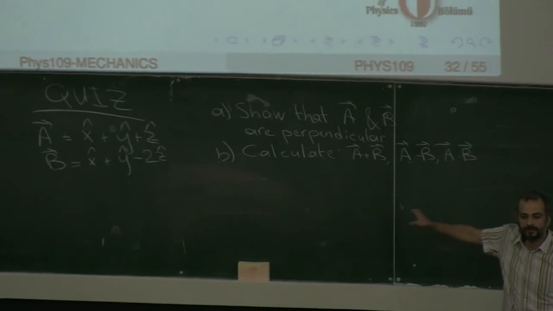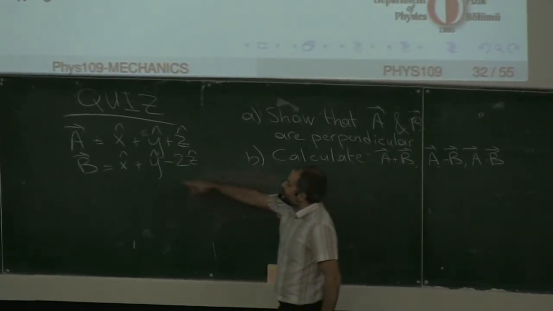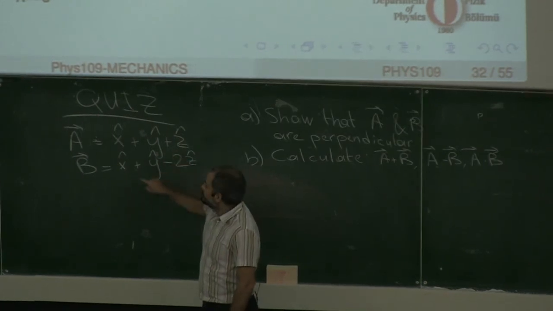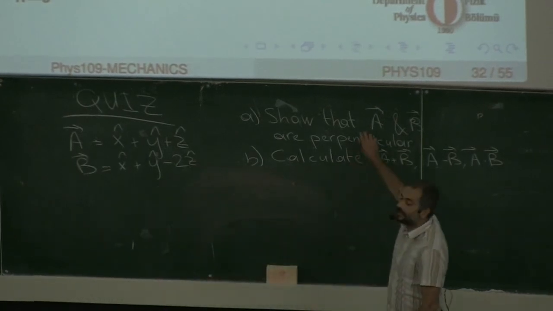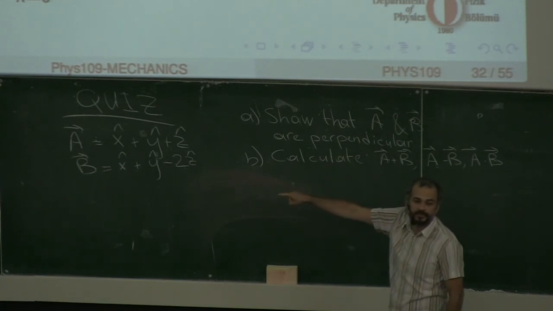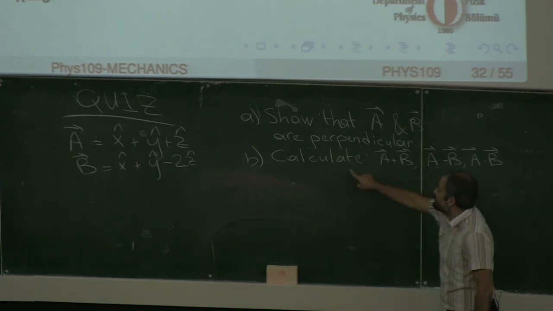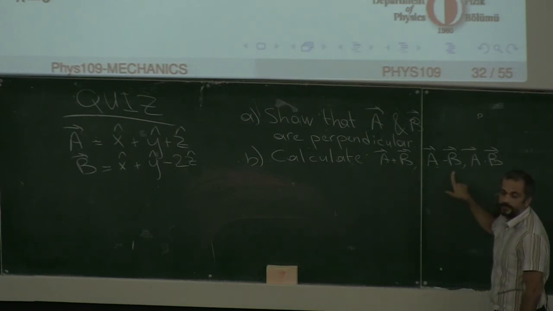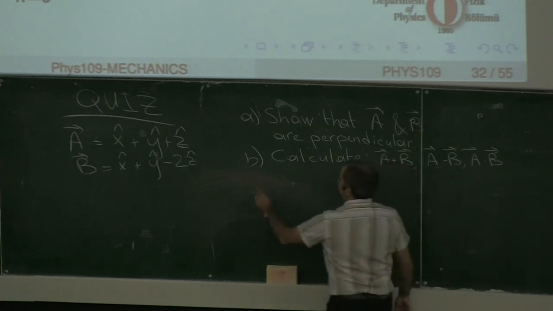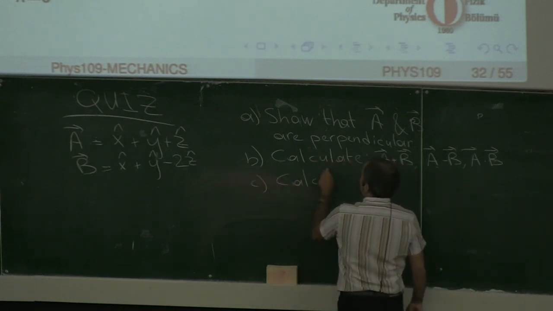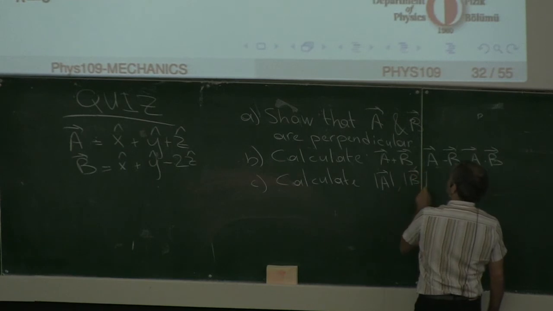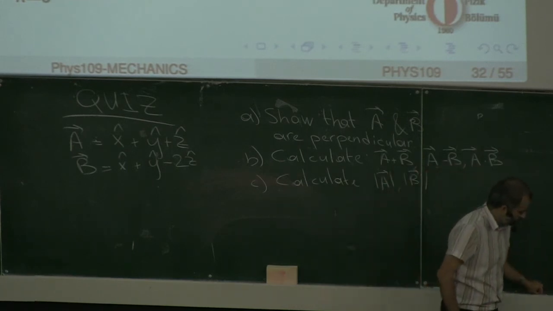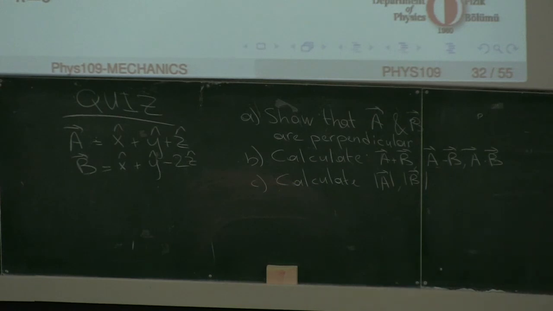So I have these two simple vectors: x hat plus y hat plus z hat, this is the vector A. The vector B is x hat plus y hat minus twice z hat. In part A, I want you to show that vectors A and B are perpendicular to each other. In part B, I want you to calculate A plus B, A minus B, and the scalar product of A with B. And in part C, I want you to calculate the length of A and the length of B. Those who finish can take a break. You have at most 10 minutes.